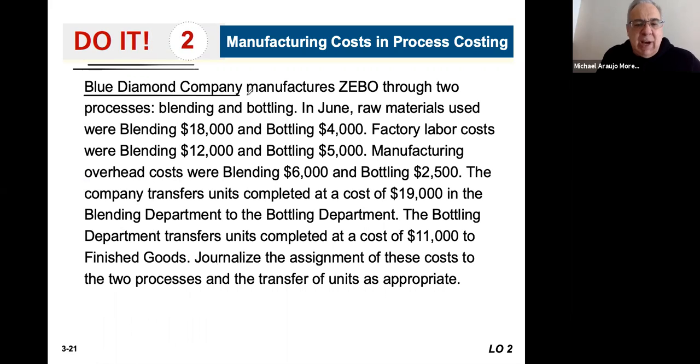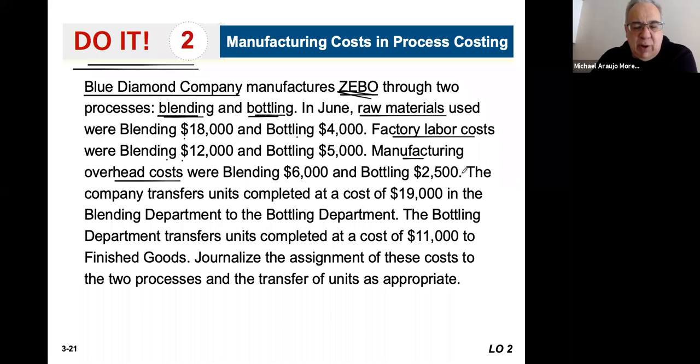We're going to look at Blue Diamond Company, and they produce what's called Zibo, and they do that by 2 processes. There's the blending and there's the bottling. Okay, so again, that's the processes. So they need raw materials. In June, raw materials for blending were 18,000. Raw materials for bottling were 4,000. Factory labor for blending was 12,000, for bottling was 5,000. And of course, we had overhead costs for blending of 6,000 and bottling of 2,500.